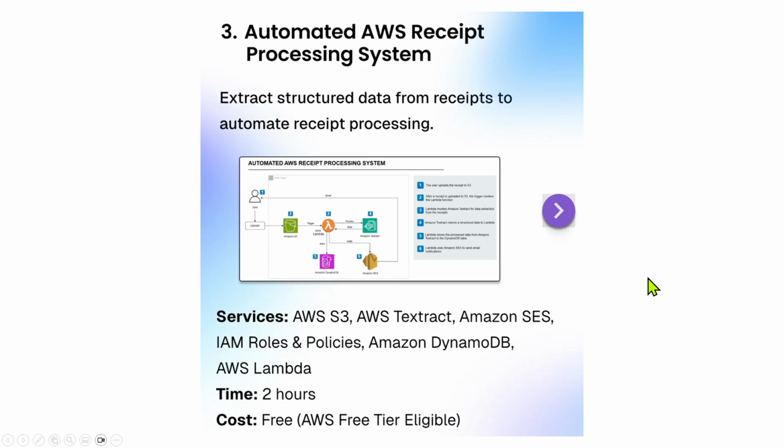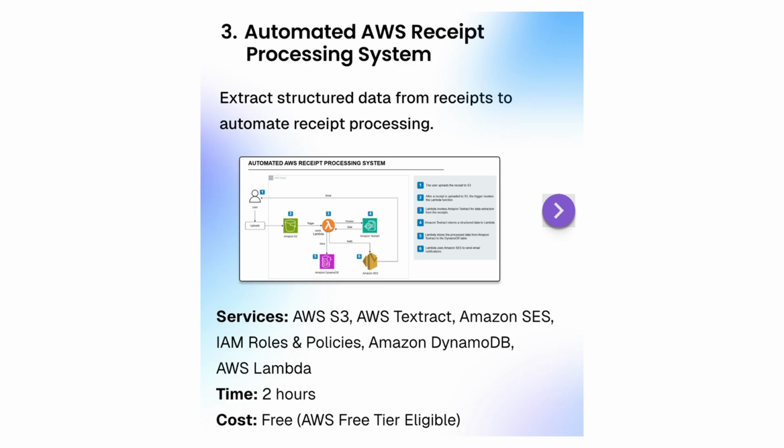Next is automating an AWS receipt processing system. In this project, we'll be extracting structured data from receipts using AWS Textract, saving it in DynamoDB, and even emailing the results through Amazon SES. This is an excellent real-world use case of serverless OCR, optical character recognition. It's going to take you 2 hours, and this is a free tier eligible project.